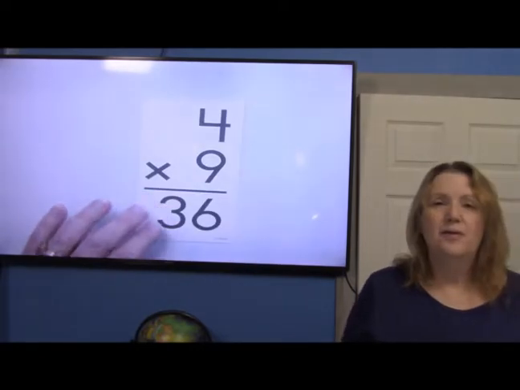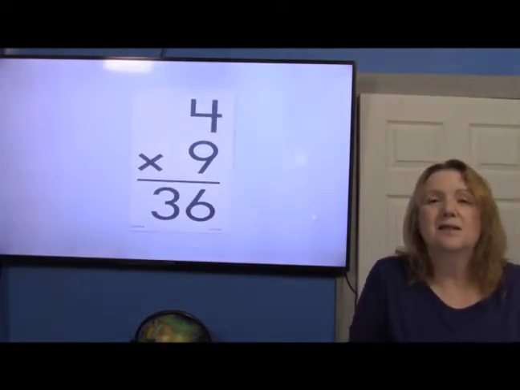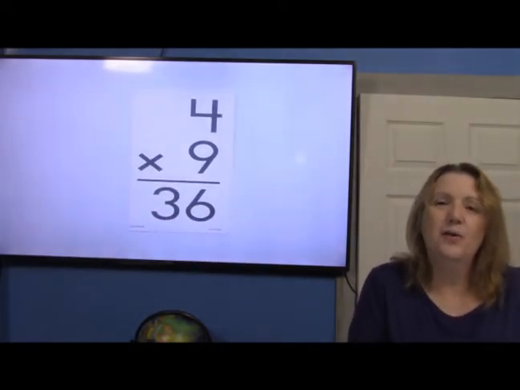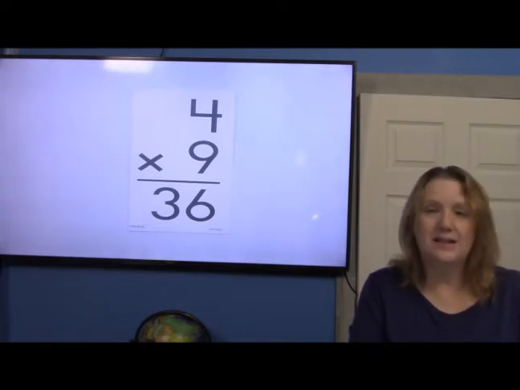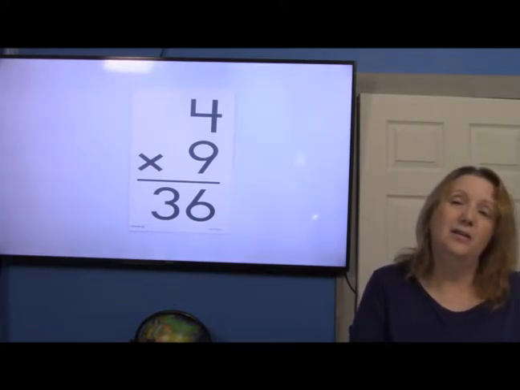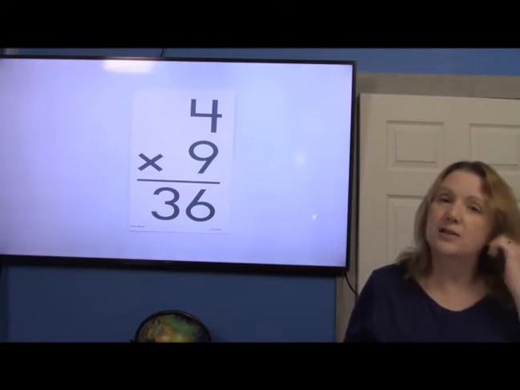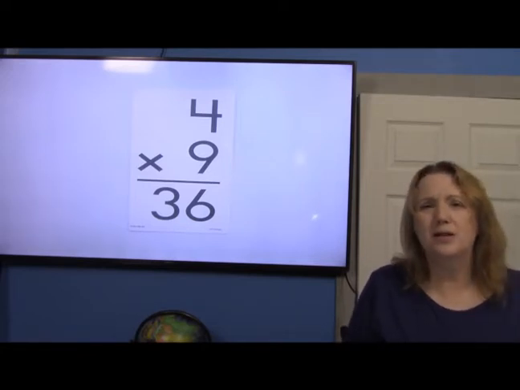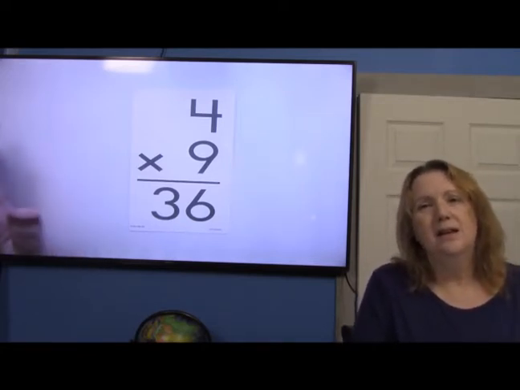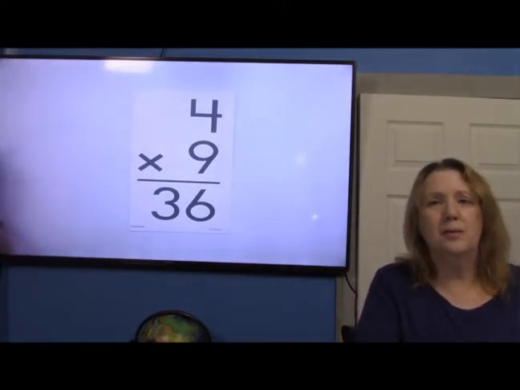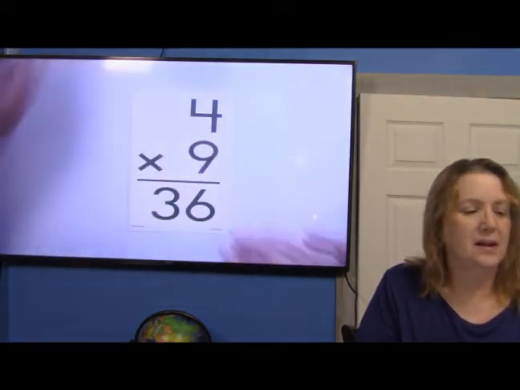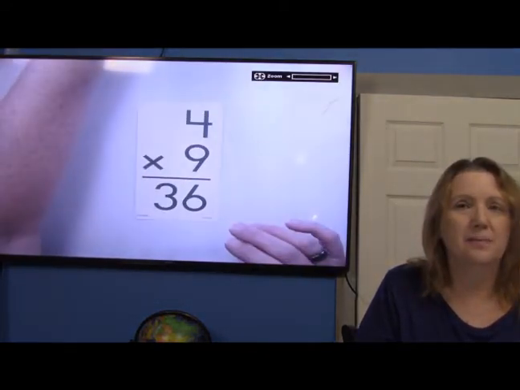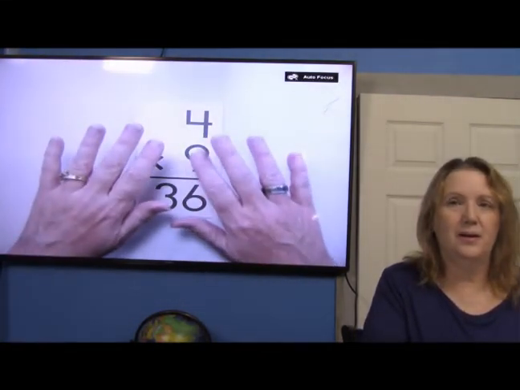Let's look at the first one. 4 times 9 is 36. Now you might know the hand trick, and I'll go ahead and show that to you, but I don't want you to always use the hand trick because then you're in the middle of doing a problem and you have your hands up. And I'm going to zoom out a little bit so you can see my hands a little better.